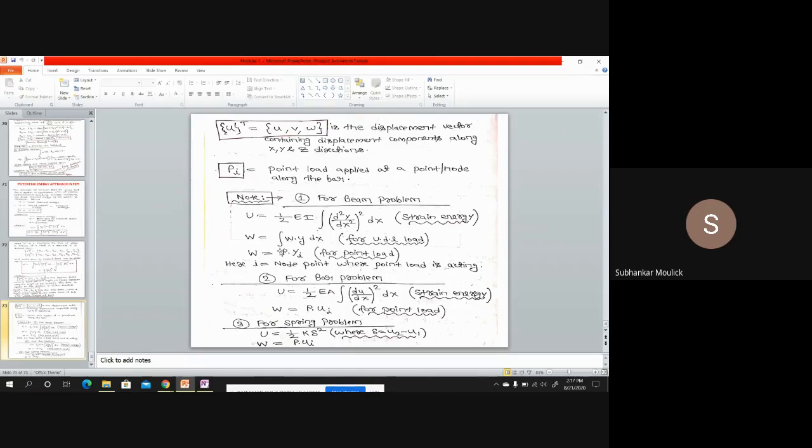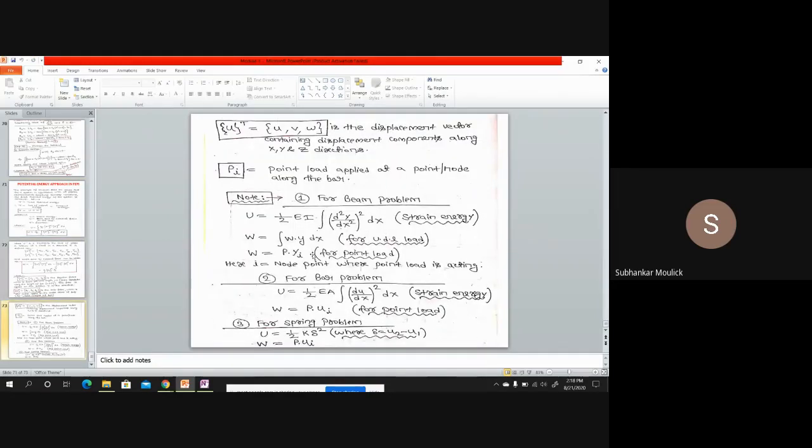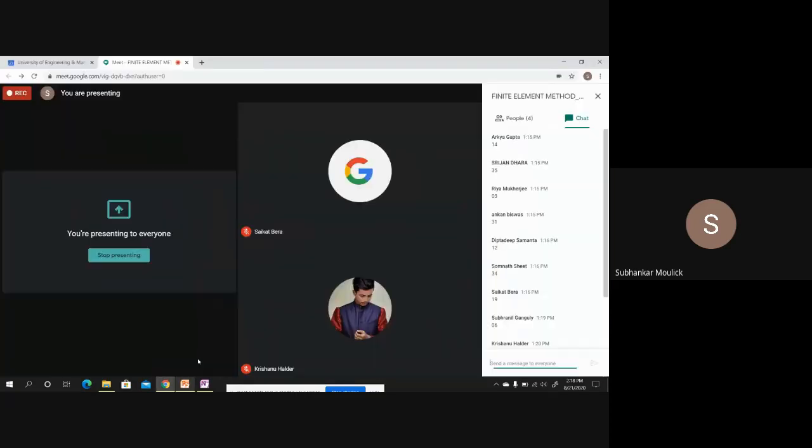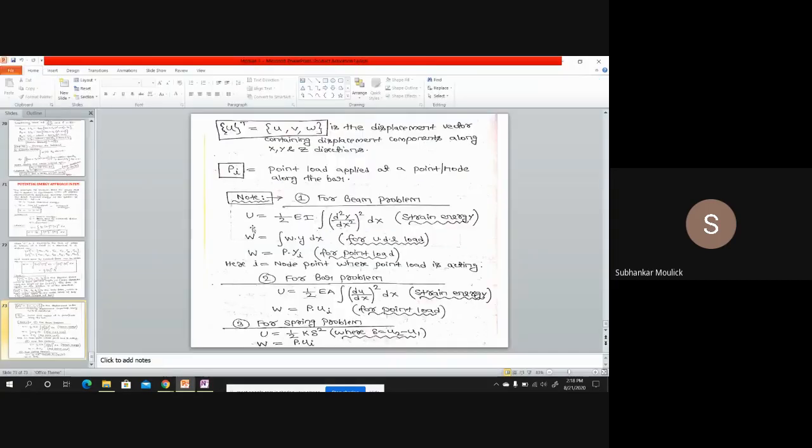Now, what will be the value of U and W for different types of problems? Normally we try to minimize the error function by the Rayleigh-Ritz method for a beam problem, a bar problem, and a spring problem. So if a beam is given to you, and due to some external load the beam is deflecting, then for this problem how will you formulate your Pi? In that case, Pi will be U minus W.